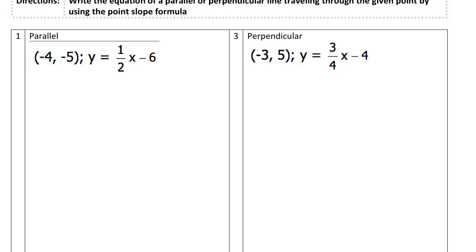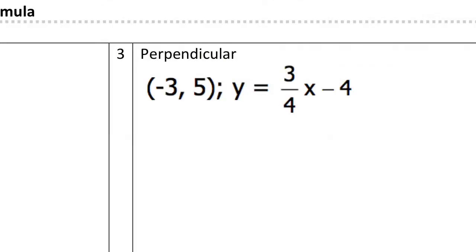So if you look at problem 3, it's asking us to write the equation of a perpendicular line. So we want a line that's perpendicular to this line, but it has to go through this point, okay? The reason they tell us that it's perpendicular to this line is because we can use what we know about perpendicular lines to figure out some information about our new line.